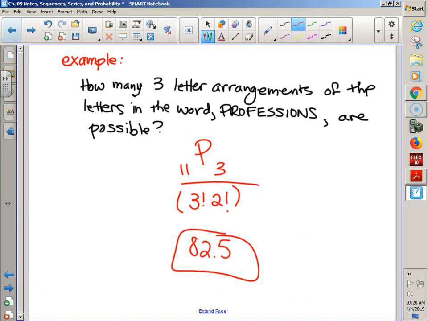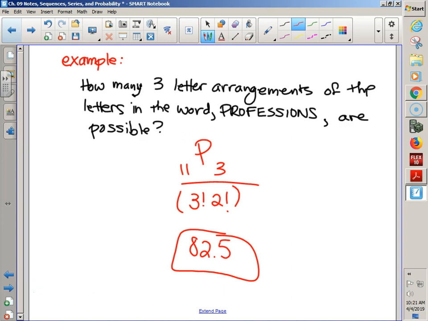No, I mean, isn't it a 3 to 3 letter arrangement? We shouldn't start with 11 because 11 is not the total. What is the total? The total is 11 minus 2 minus 1. We should ignore 2 S's and all that repeated.